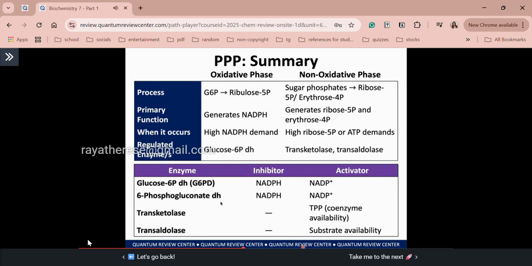Ayan, your 6-phosphogluconate dehydrogenase. Class, let's see. For your first two enzymes, these are your enzymes in the oxidative phase. So similar lang sila ng inhibitor and activator. And recall, the products of both enzymes are NADPH. Ooh, so sir, feedback inhibition again? Yes. And here again, energy rich po ito ang inhibitor, and energy deficient ang activator.